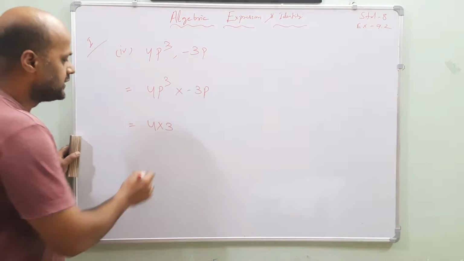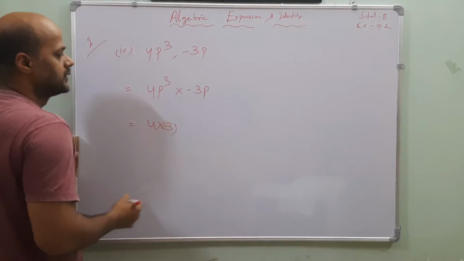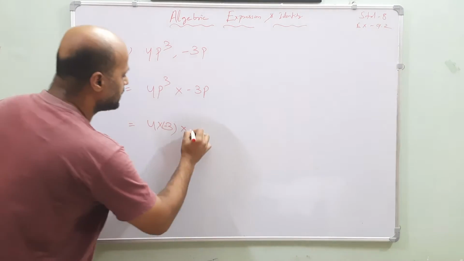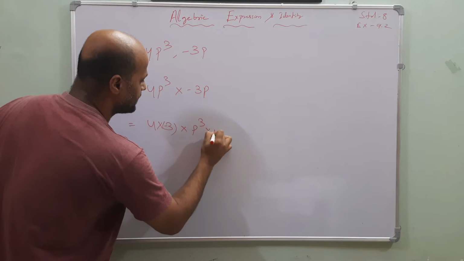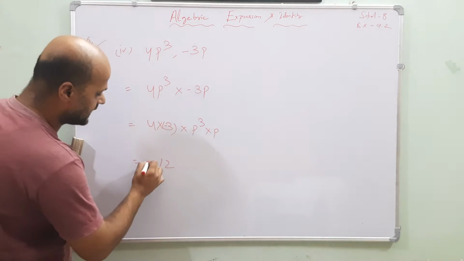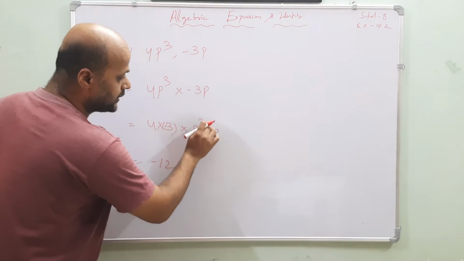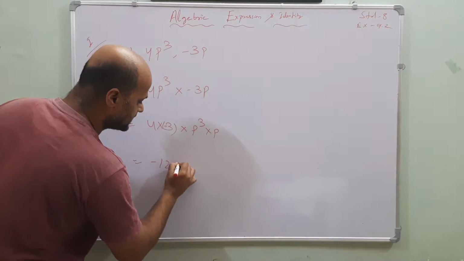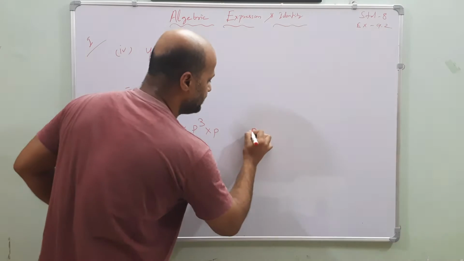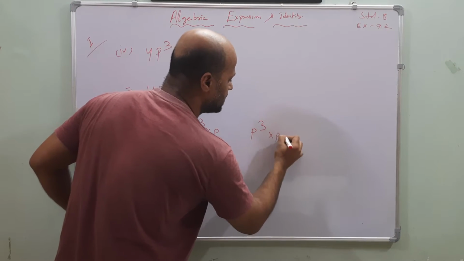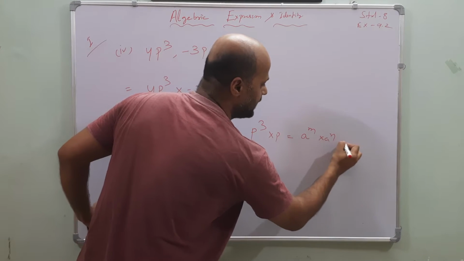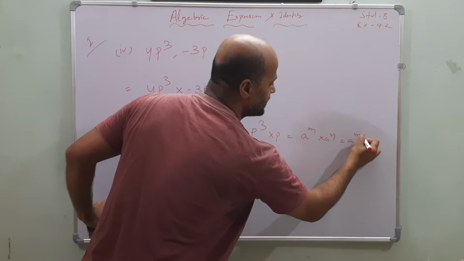Constants will be multiplied with each other, and variables will be multiplied with each other. 4 3s are 12, and the minus sign is there, right, so minus. PQ into P is P power of 4. Why? PQ into P, which formula? Yes, a power of m into a power of n is equal to a power of m plus n.